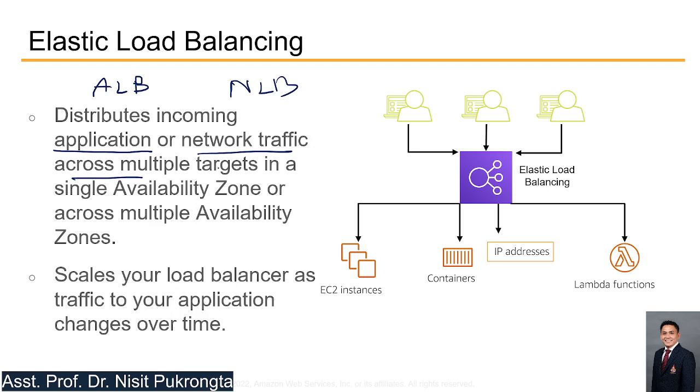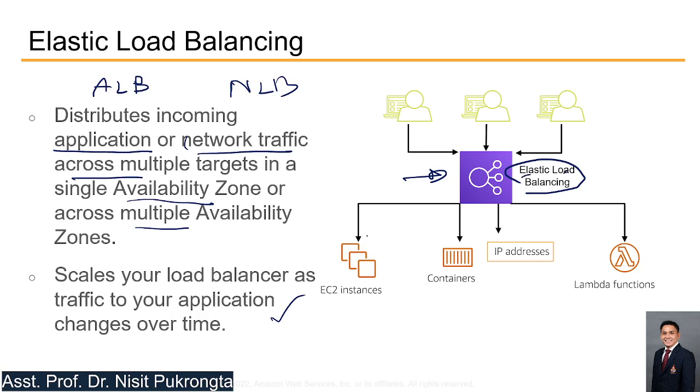Network traffic across multiple targets in a single availability zone or across multiple availability zones, network and application, can use the load balancer type. Scale your load balancer as the traffic to your application changes over time. This is the symbol of the load balancer. When you see an icon like this, it is the icon for the ELB.